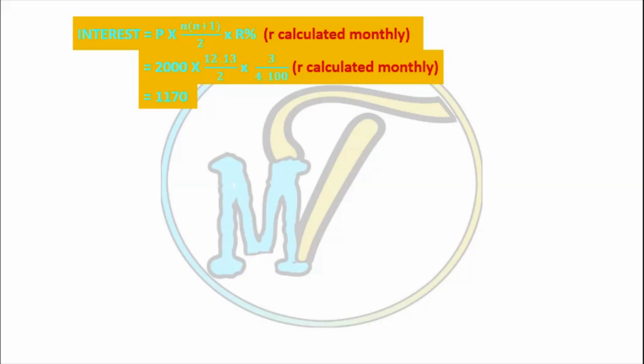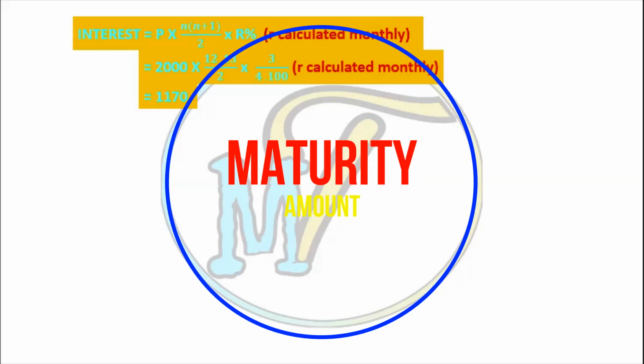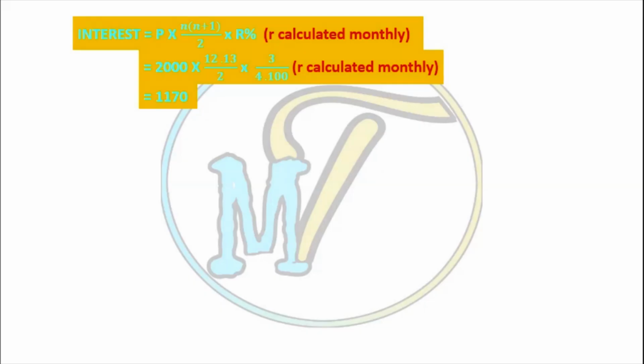We are almost done. The question asked for the maturity amount, that's the total money the man will get back from the bank at the end of the year. To find this, we simply take the total amount of money he deposited himself and add the interest the bank gave him. He deposited 2000 rupees every month for 12 months, which equals 24,000 rupees.